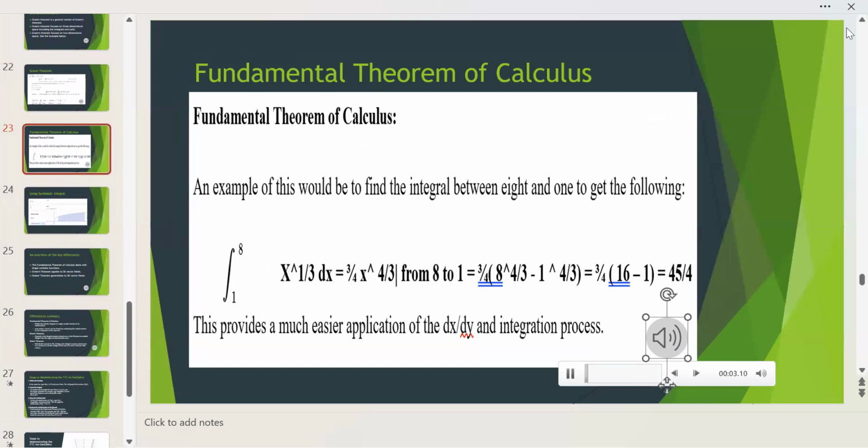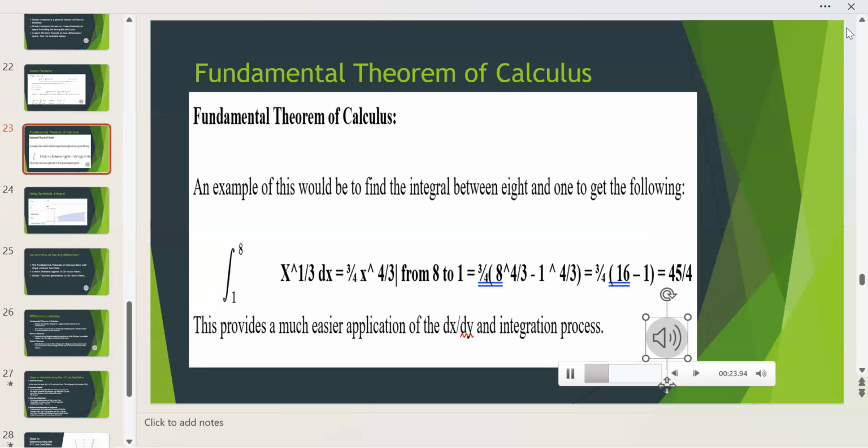The fundamental theorem of calculus is much easier. It is basically looking at the structure of two areas. So an example of this would be to find the integral between 8 and 1 of the following. So in this case, I have x to the 1/3 dx.